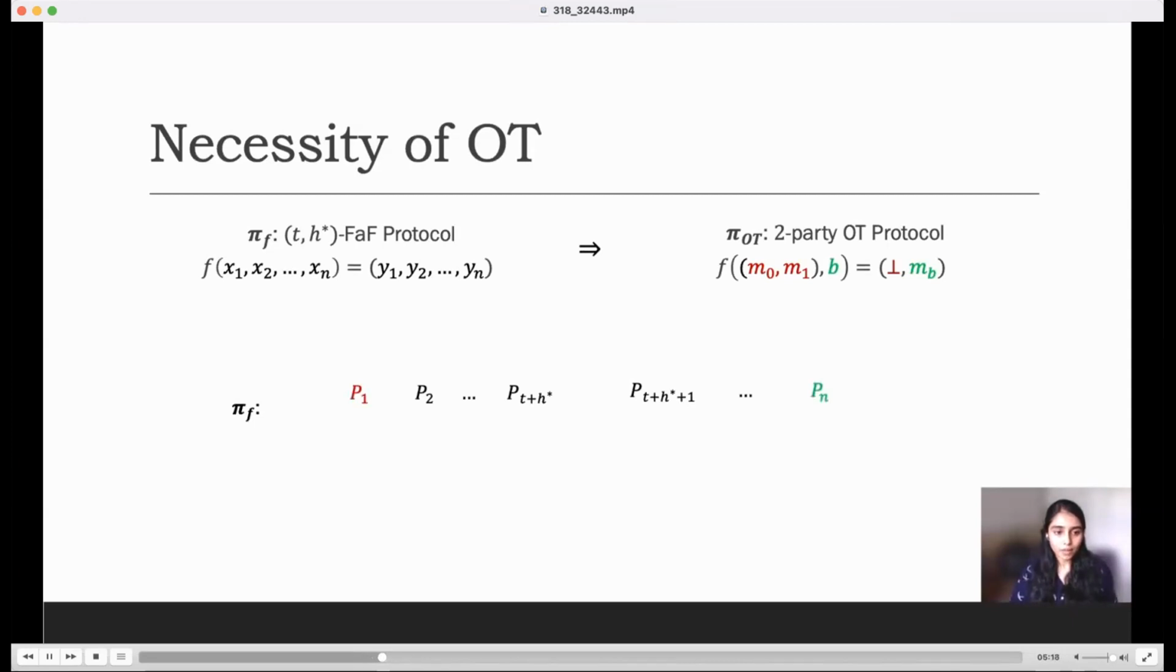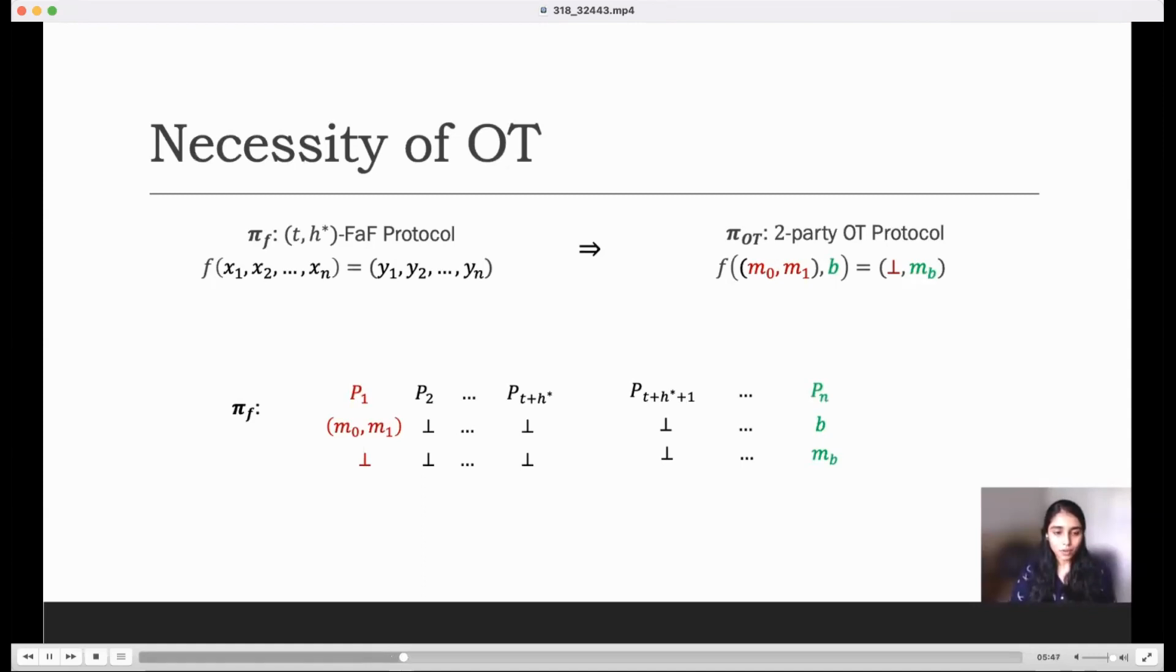So consider the protocol ΠF for the following functionality. Party P1 has input as two messages, say M0 and M1, and party Pn has an input bit B. The remaining parties do not have any input to the functionality. The output of the functionality is as follows. All the parties excluding Pn receive a bot, whereas the party Pn receives message MB.